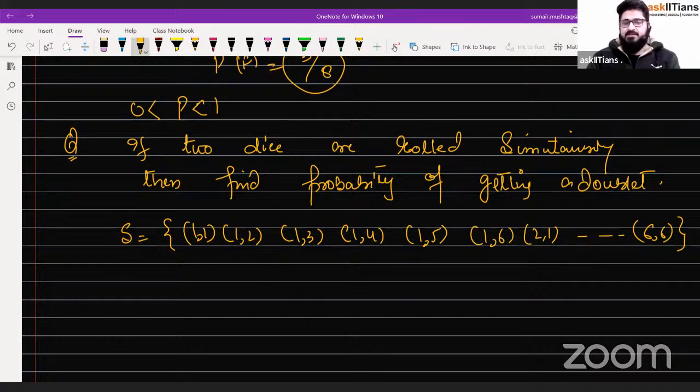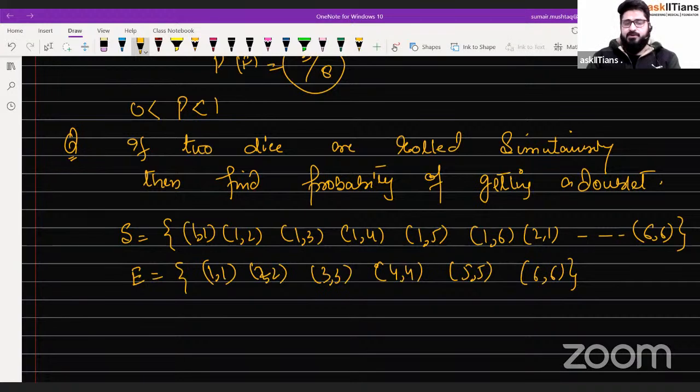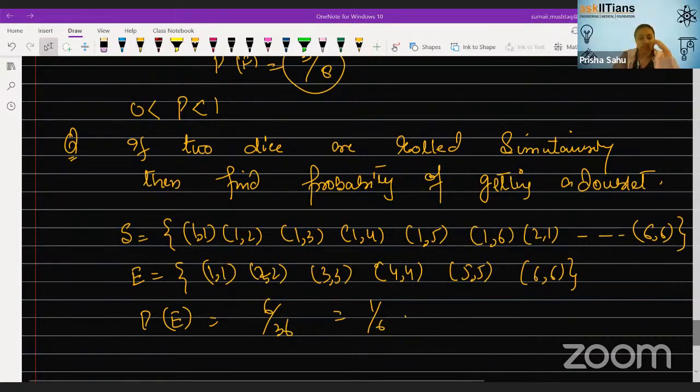So the total elements, if I say E is the set of getting a doublet, doublet means 1 1, 2 2, 3 3, 4 4, 5 5, 6 6. Isn't it? So what is the probability of getting a doublet? That is 6 out of 36. That is 1 by 6. Right? Yes, sir. Very nice.